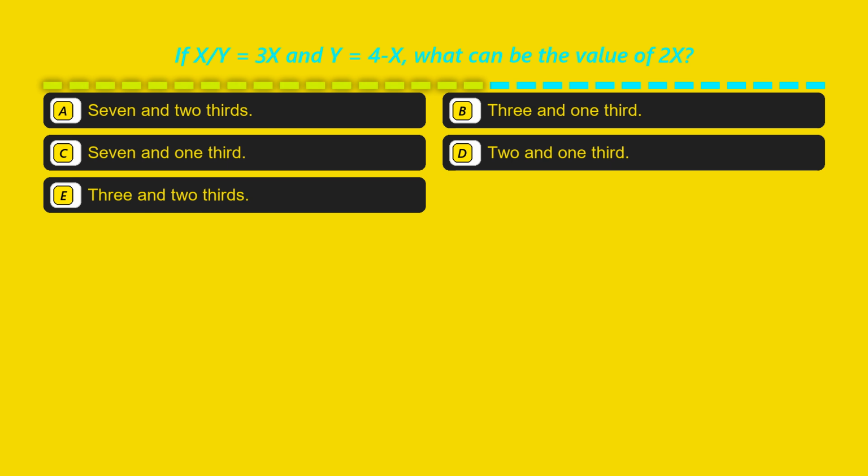Option A, 7 and 2/3. Option B, 3 and 1/3. Option C, 7 and 1/3. Option D, 2 and 1/3. Option E, 3 and 2/3.